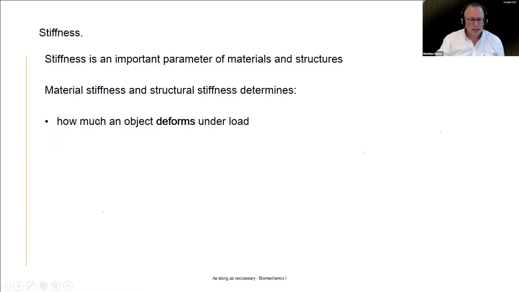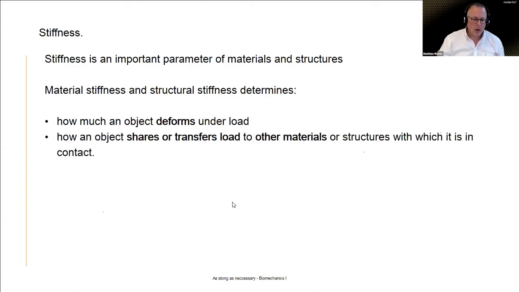How much the object actually deforms under load is an important aspect for us. Is it deforming at all? Do we have flexible deformation? Do we have plastic deformation? And how does the object share or transfer loads to other materials? So how is the load transferred from bone to metal and from metal back to bone? What's happening in those interfaces? Those are the important points.